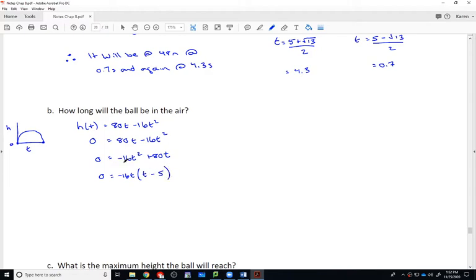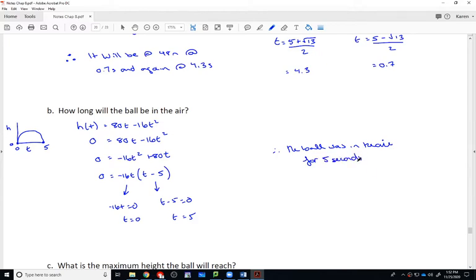So now that I've set it equal to 0 and I've factored, now I can set each factor equal to 0. So what would make negative 16t equal to 0? Well, if I divide by negative 16, I get t is 0. What would make t minus 5 equal to 0? When t is equal to 5. So that means the ball was on the ground at 0 seconds and again at 5 seconds, which means that therefore the ball was in the air for 5 seconds.